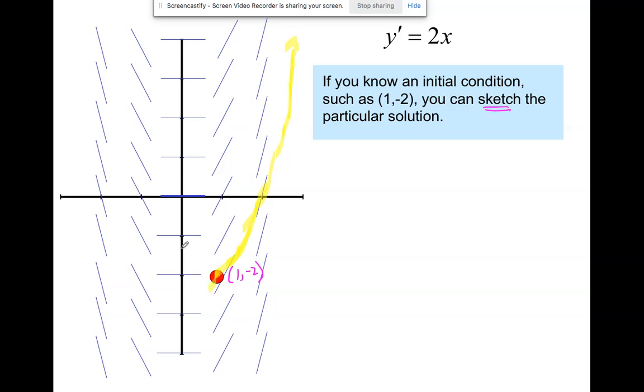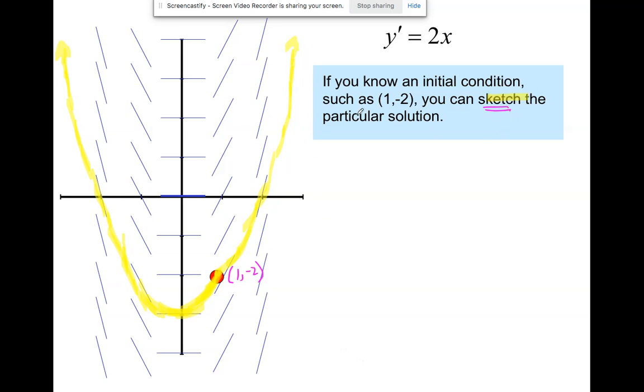Then as you go left, your slope should approach 0. And then your slopes change sign, so you should have a turning point. You see the symmetry in your slope field, so directly the same distance from the y-axis as 1, -2 is, you should be over here, and your slopes are getting more and more steep, so your graph should get steeper and steeper.